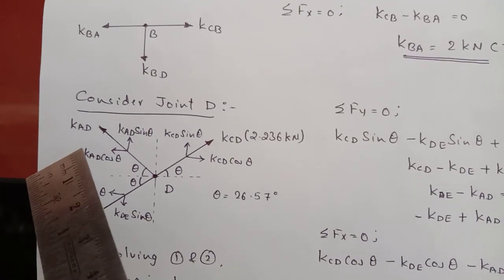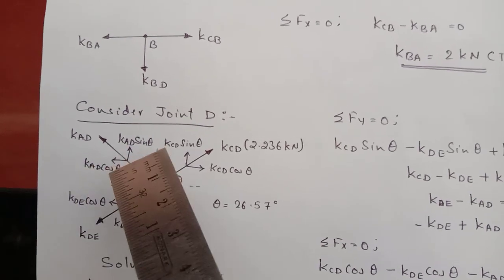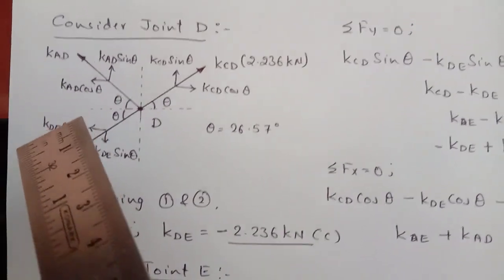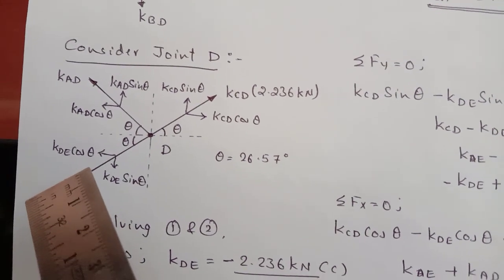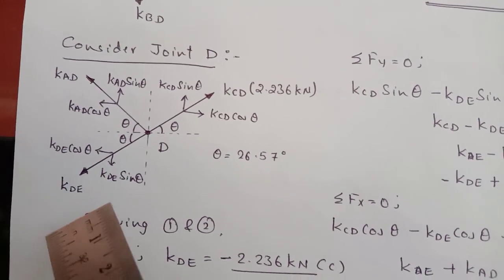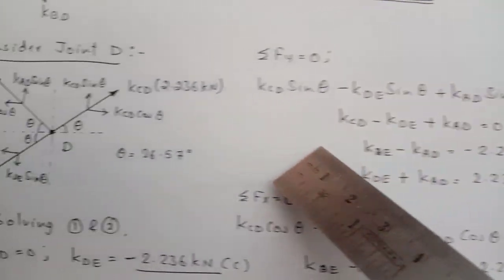Then KAD can also be resolved into two, KAD sin theta and KAD cos theta. Again further KDE is there. KDE is also resolved into two components, cos theta and sin theta. Let us apply sigma Fy equal to 0 to this free body diagram.